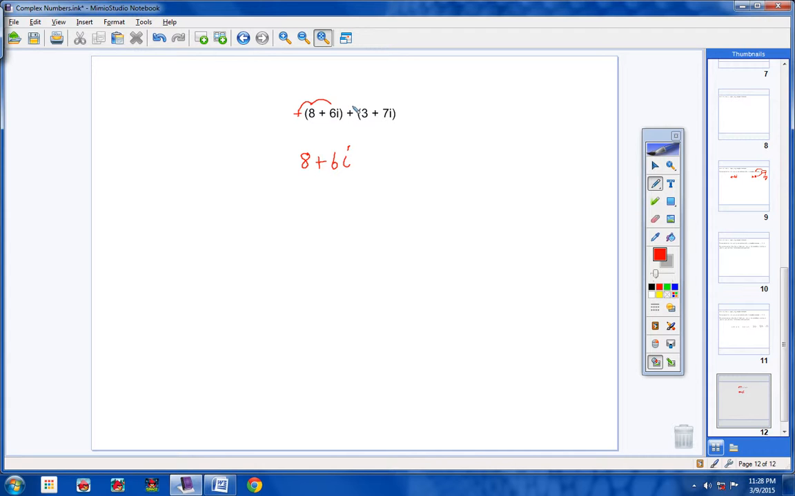Now take this positive sign and multiply it through. Positive times 3, positive times 7i. And now you can simply add your like terms. 8 plus 3 is 11. 6i plus 7i is 13i. Isn't that amazingly simple? It really is. It's written in standard form, and you've added two complex numbers together. Alright, let's take a look at another problem.